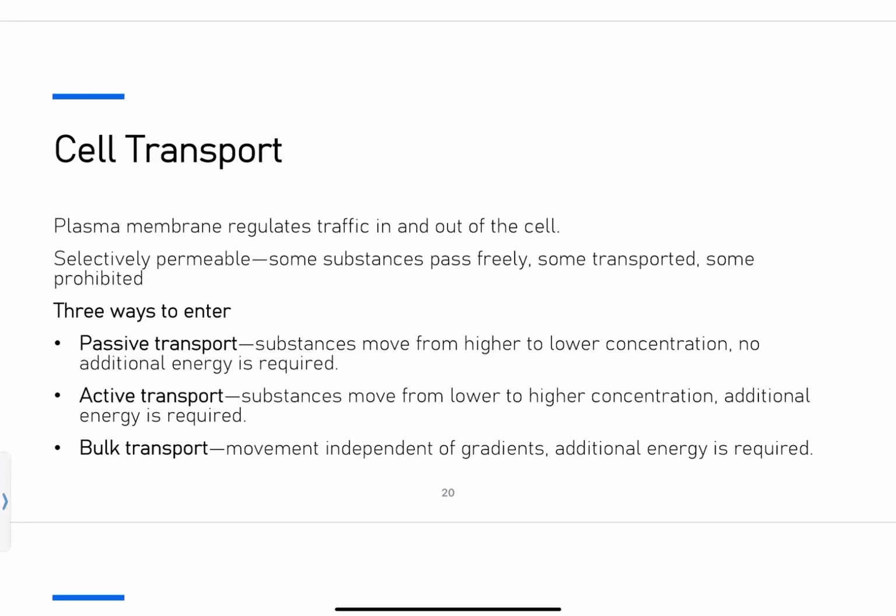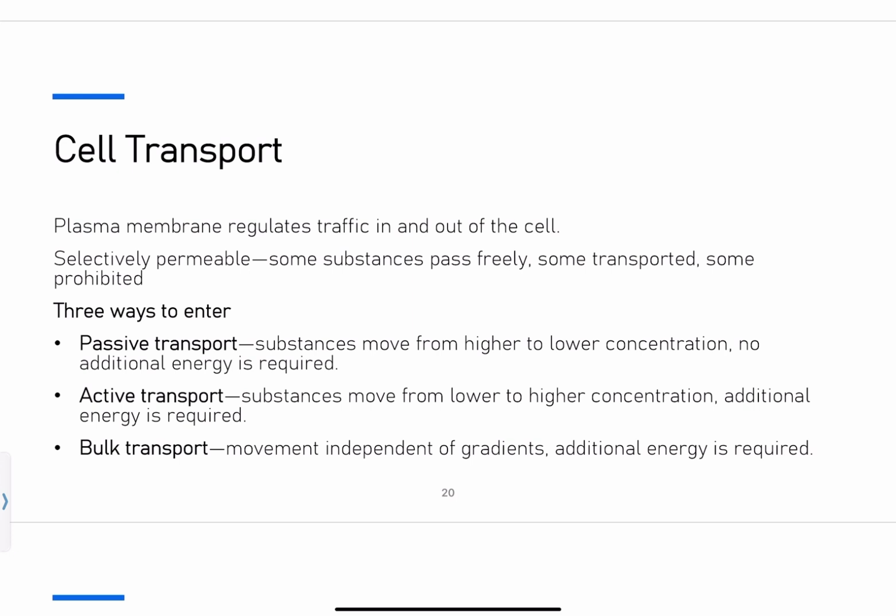The plasma membrane's role is really in regulating the movement of substances into and out of the cell. So it is selectively permeable, meaning that it allows some substances to pass freely, it's going to require transport mechanisms for others, and it's going to completely restrict some materials. So there are three main methods by which substances can cross the membrane.